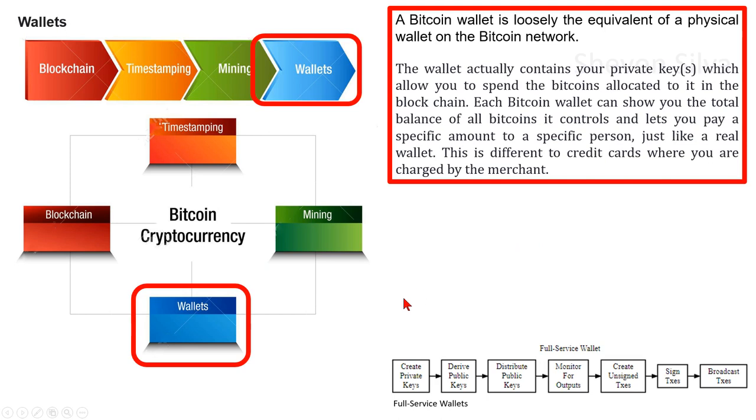Now we are focusing on wallets. A Bitcoin wallet is loosely the equivalent of a physical wallet on the Bitcoin network. The wallet actually contains your private keys, which allow you to spend the Bitcoins allocated to it in the blockchain. Each Bitcoin wallet can show you the total balance of all Bitcoins it controls and let you pay a specific amount to a specific person, just like a real wallet. This is different to credit cards, where you are charged by the merchant. Here you can see a full service wallet.